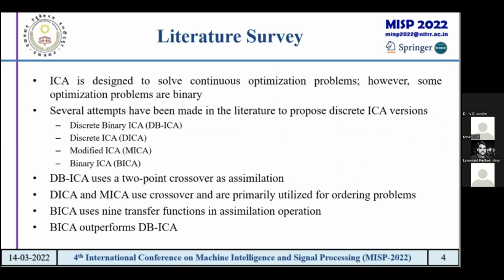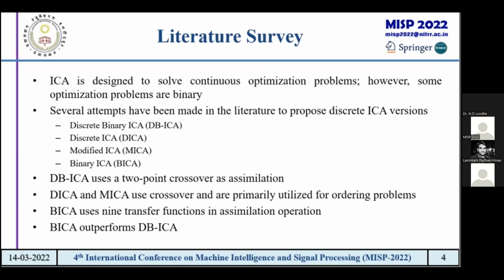ICA, the imperialist competitive algorithm, is designed and applied to solve continuous optimization problems. However, some optimization problems, combinatorial optimization problems, are binary in nature. For this, several attempts have been made in the literature to propose discrete versions of ICA because these problems are binary in nature. Discrete binary ICA, discrete ICA, modified ICA, and binary ICA are some of the endeavors in this way.